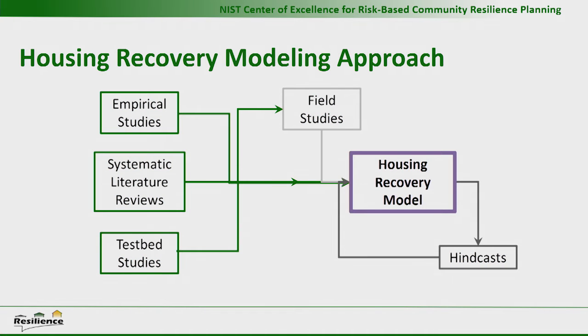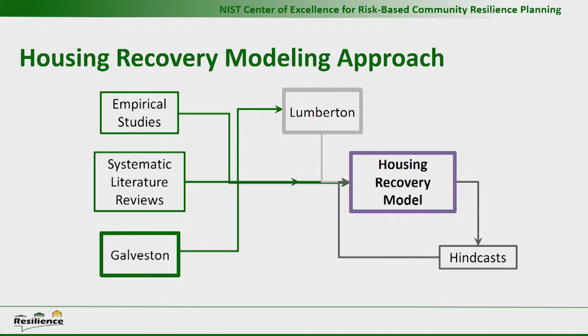A specific example that I'm showing here is of our housing recovery model. So we are using Galveston to inform, Lumberton to calibrate and refine, and then we're using Joplin for validation. Different models use the different sites for informing, testing, and validating, but never use the same location to both inform or calibrate and validate.